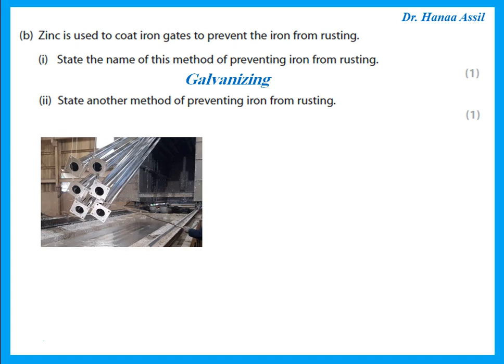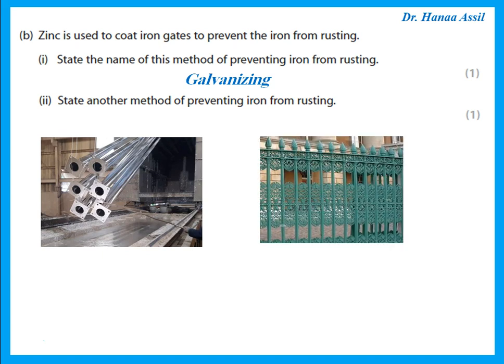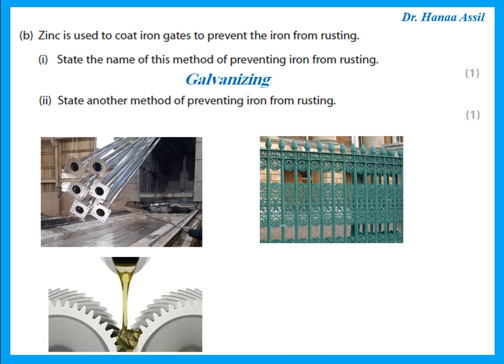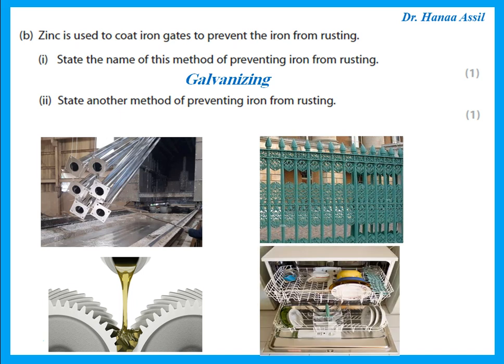Then another method of preventing iron from rusting. It says state another method of preventing iron from rusting. What were the other methods of preventing iron from rusting? We said painting. So if I have a gate, he says he has iron gates. So one of the methods I could do is painting, or we said covering with oil if we're talking about machines, and we said covering with plastic if we're talking about dish racks. So here he's talking about iron gates, so painting would be another method of preventing iron from rusting.